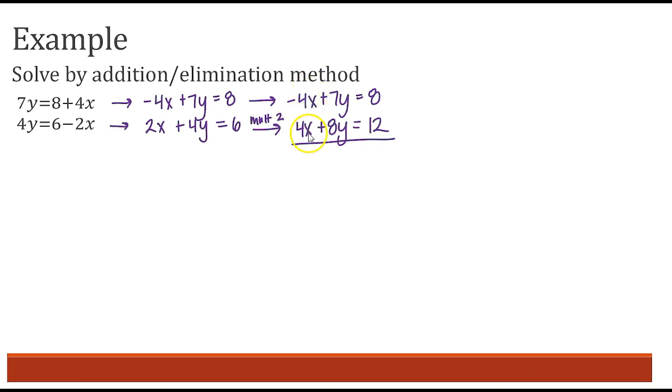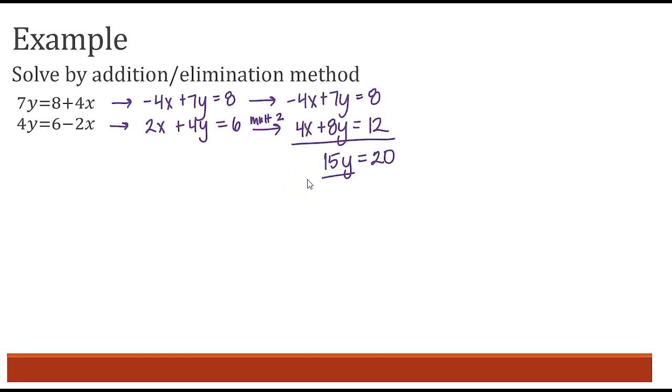So the negative 4x and the positive 4x will cancel. It's important to make sure that they're not the same number, that they're opposites of one another, so negative 4 and positive 4. It's probably the most common mistake to make them the exact same number, so thinking to multiply this by negative 2, but then they won't cancel out. So in this example, they do cancel out. So the x's are gone. I have 15y is equal to 20.